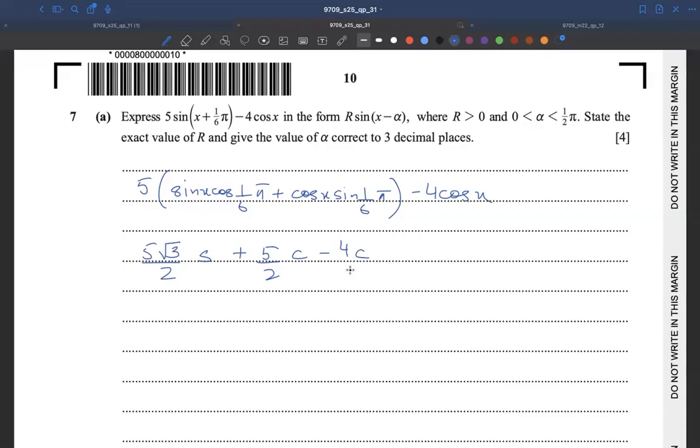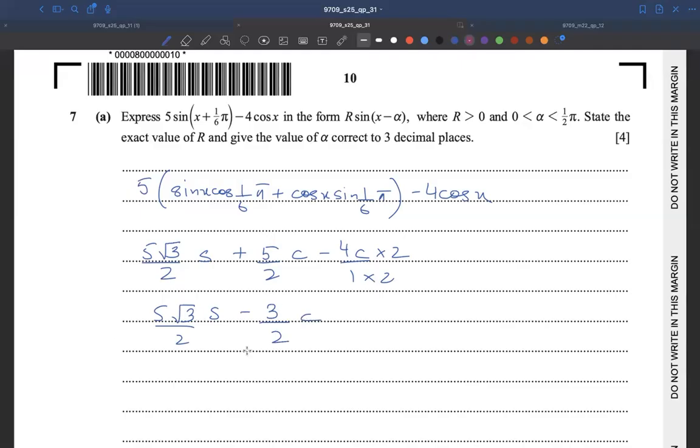Now, taking the LCM over here, we'll multiply this by 2. We'll get 5 root 3 upon 2 sine x, and this will become plus 5 minus 8, which would be minus 3. So this will become minus 3 upon 2 cos x.